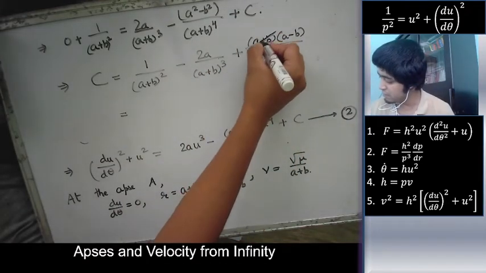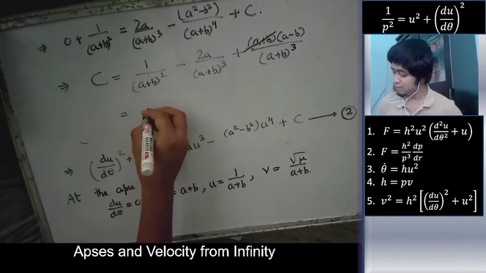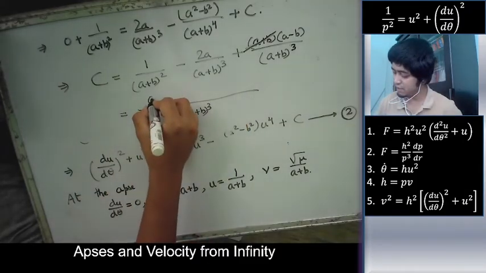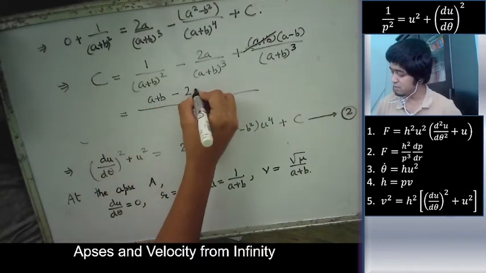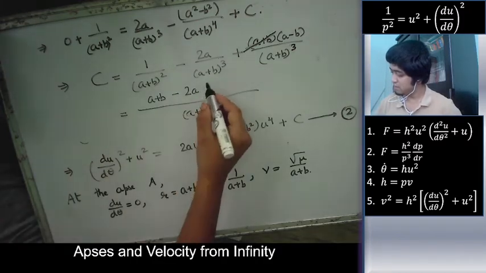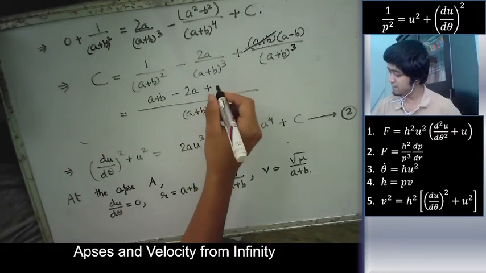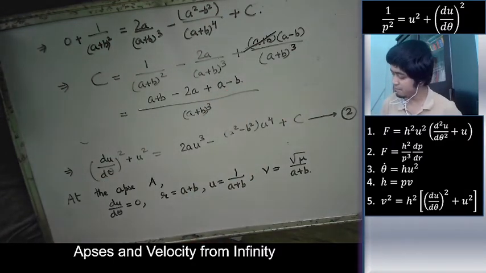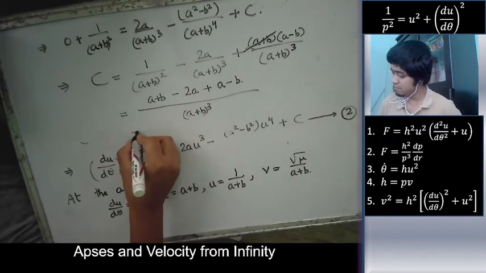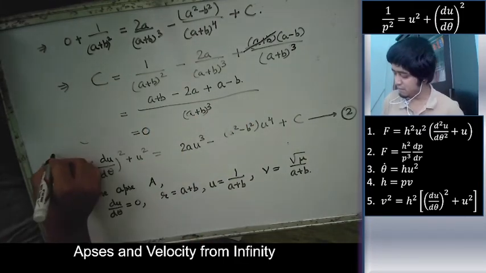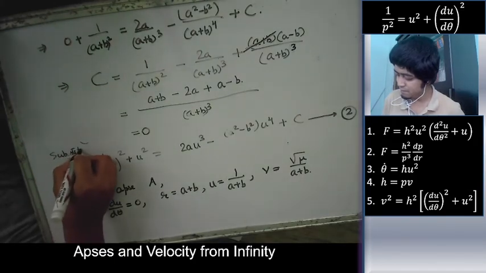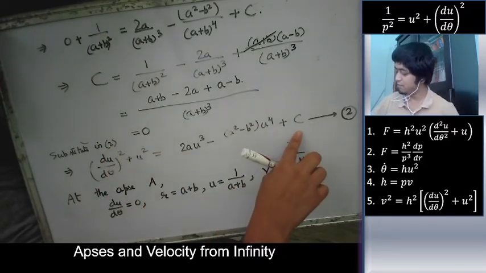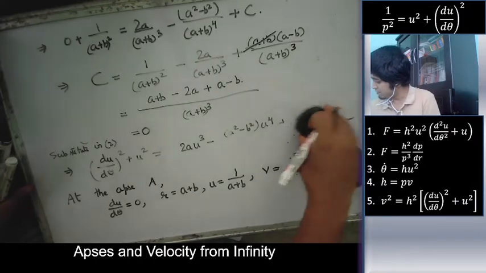That will be the next line, but I'm writing it. We no longer need this stuff. So we will take (a plus b) cube in the denominator. This one will be a plus b minus 2a, plus a minus b. So this is what we are having, and if you notice, it will become 0. So substitute in equation 2, and c you will get as 0. So this is what we are left with.